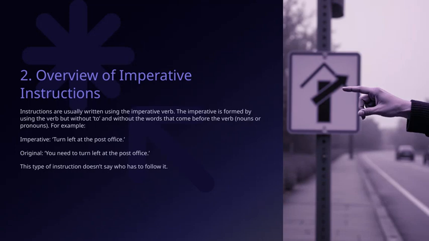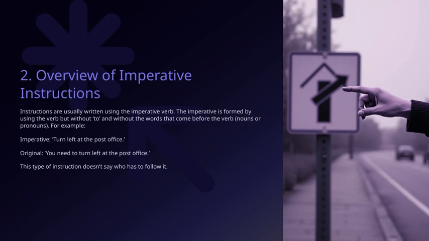Let's talk about the overview of imperative instructions. These instructions are usually written using the imperative verb, which is a key point. The imperative is formed simply by using the base form of the verb, so no to and no extra words before the verb. For example, instead of saying, "You need to turn left at the post office," you just say, "Turn left at the post office." Notice how it's direct and to the point.